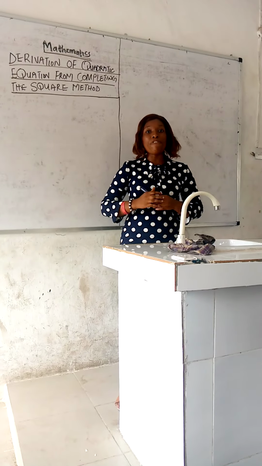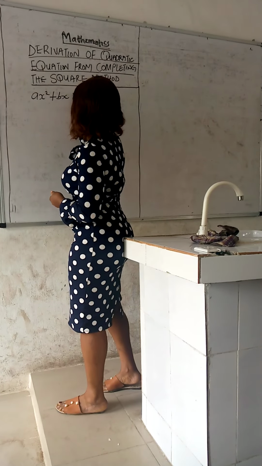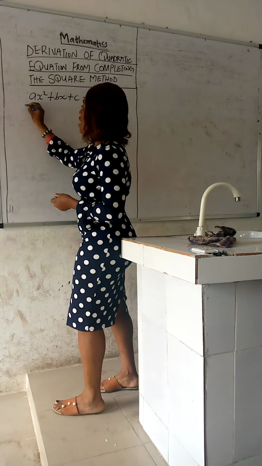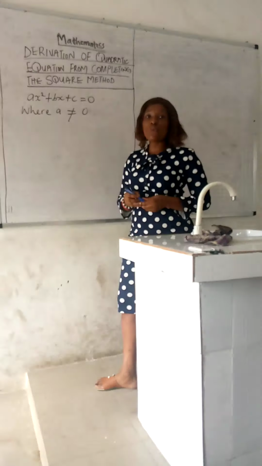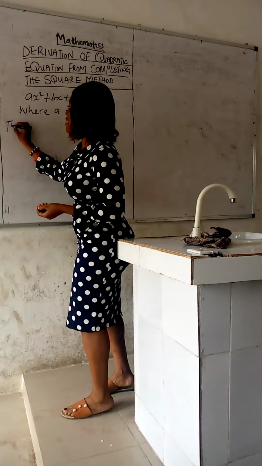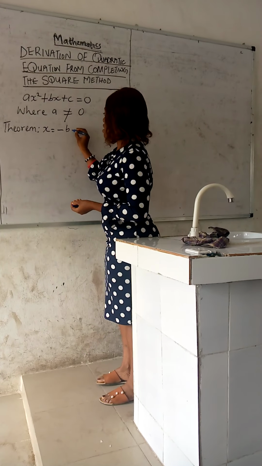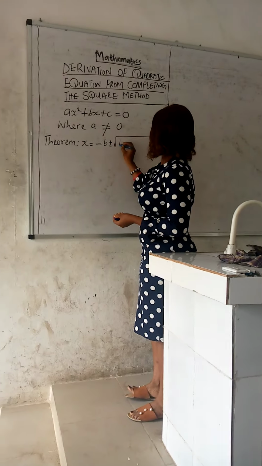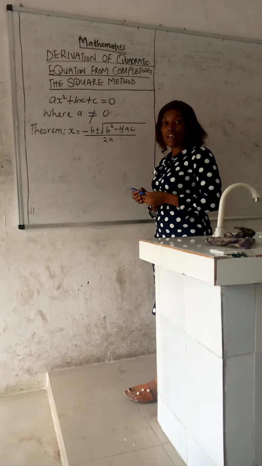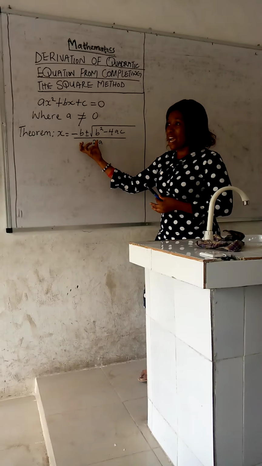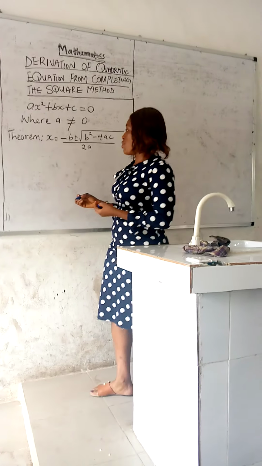We all know that the general form of a quadratic equation is ax squared plus bx plus c is equal to 0, where a is not equal to 0. So how do we derive the almighty formula? The almighty formula is x is equal to minus b plus or minus the square root of b squared minus 4ac all over 2a. So how do we derive this almighty formula, as we popularly call it, from the quadratic equation? Now let's go through it.